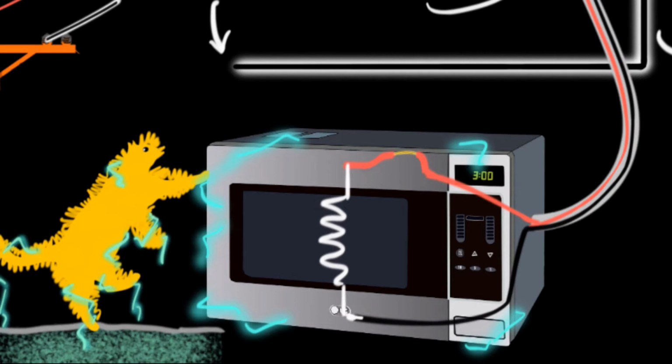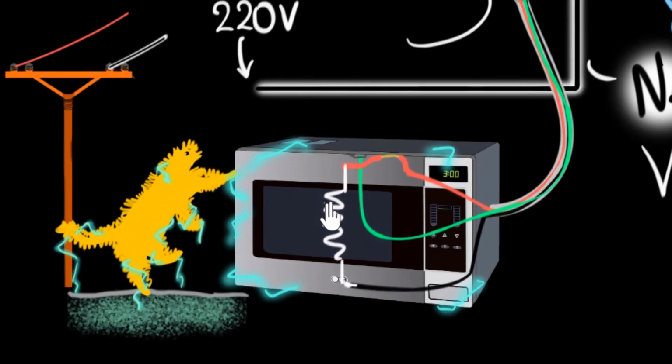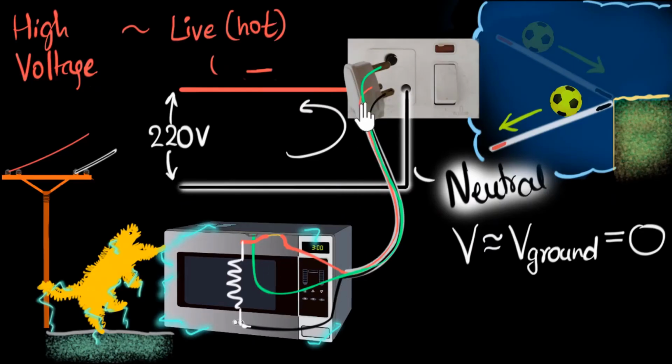That is extremely bad. We want to avoid that. How do we do it? That's where a third wire comes into place. There will be a third wire, which is usually green in color, which is directly connected to the metallic body. And it goes all the way to the plug, comes out of the third pin.